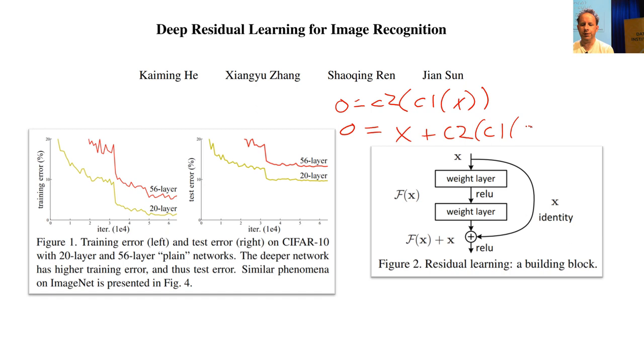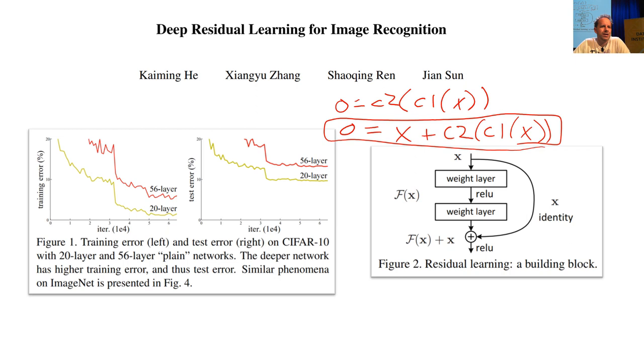So that 56 layers' worth of convolutions, his theory was, has to be at least as good as the 20-layer version because it could always just set conv2 and conv1 to a bunch of zero weights for everything except for the first 20 layers, because the x, the input, could just go straight through. So this thing here is, as you see, called an identity connection. It's the identity function. Nothing happens at all. It's also known as a skip connection. So that was the theory.